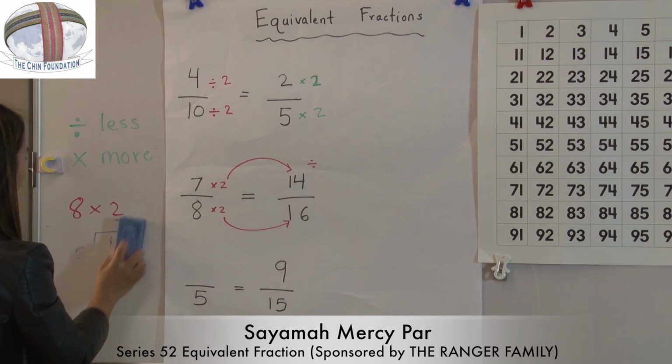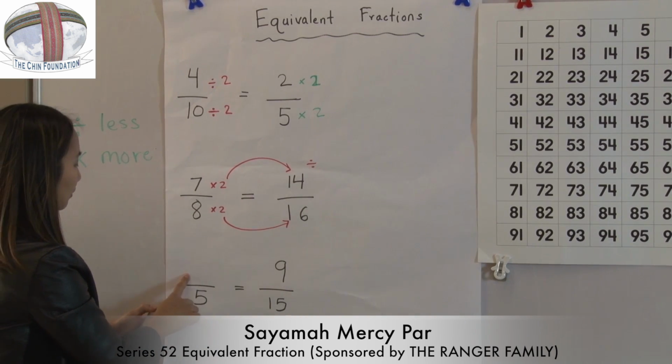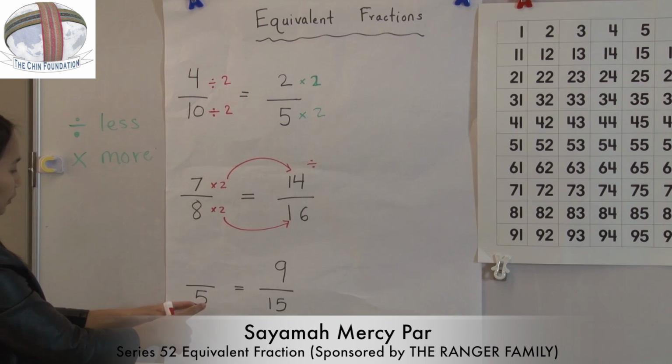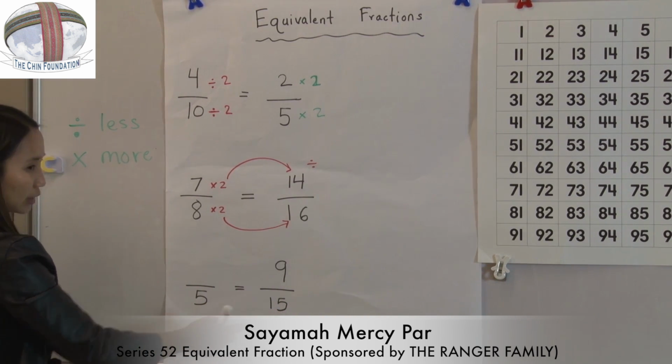Okay, let's practice more. Okay, we have a missing number here. We don't know what number it is. Let's start with the denominator. How do we get this number to this number?